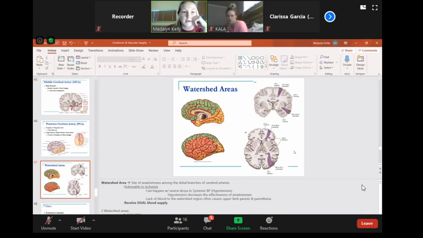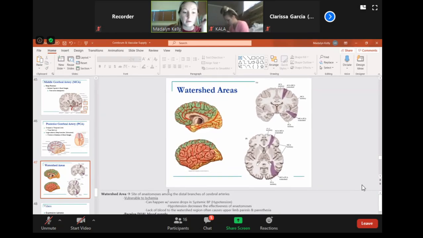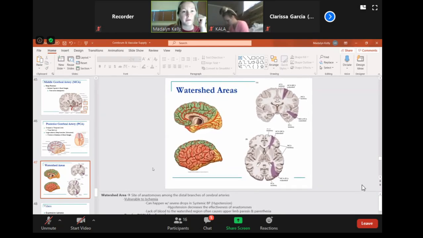Our supplemental textbook goes a little bit more in depth about watershed areas if you don't quite understand them. So I really suggest reading that. It helped me a little bit more and it provided examples, which helped.